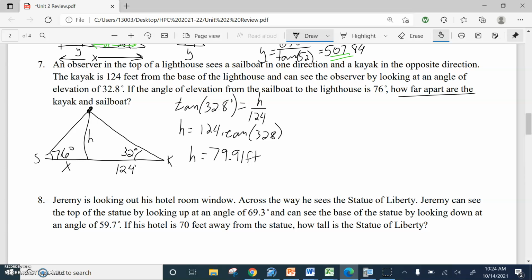But we don't want to box that in, right? It says how far apart are the kayak and sailboat. So we can't just stop there. We need to keep going. But now we know that that is 79-ish feet. Now we have a full triangle here.